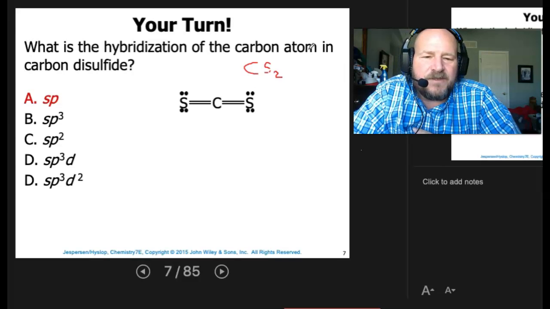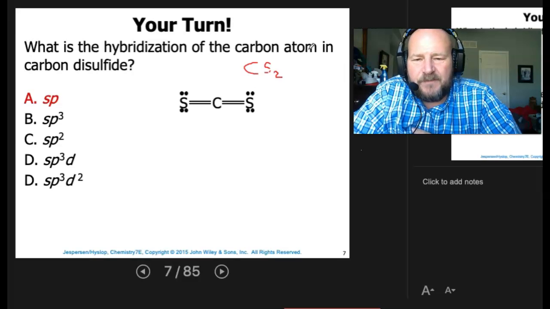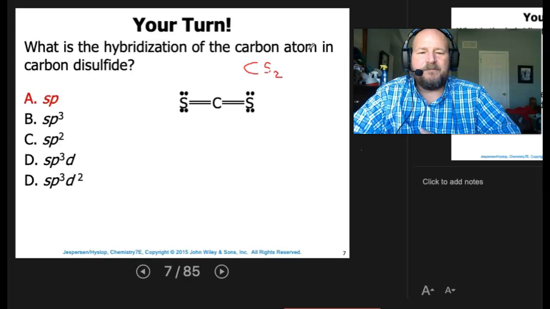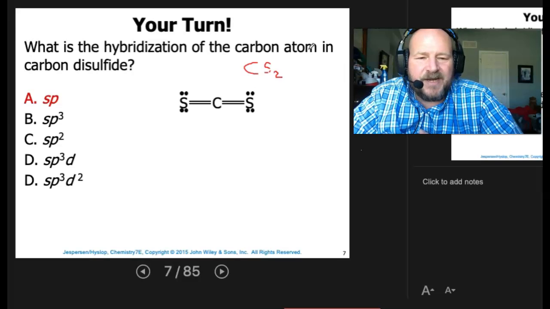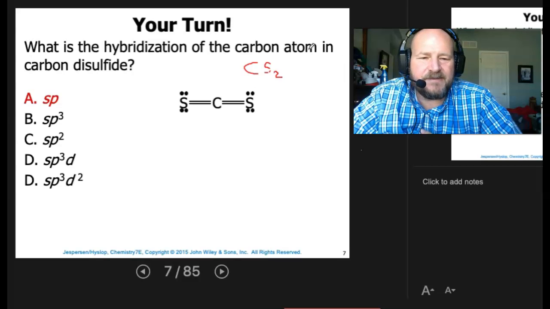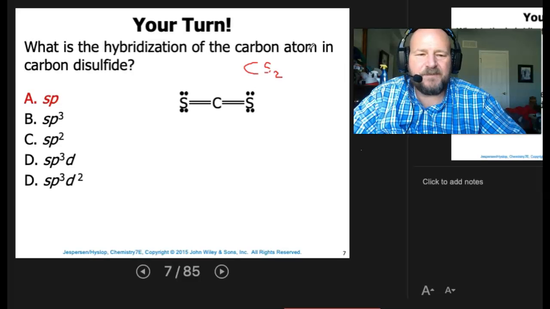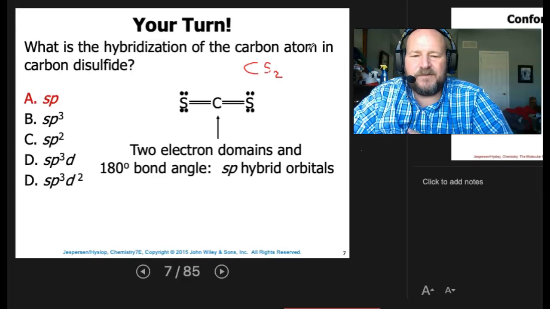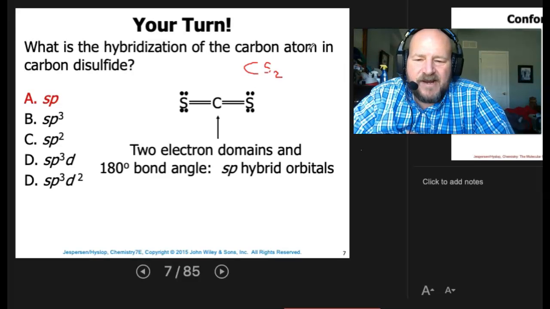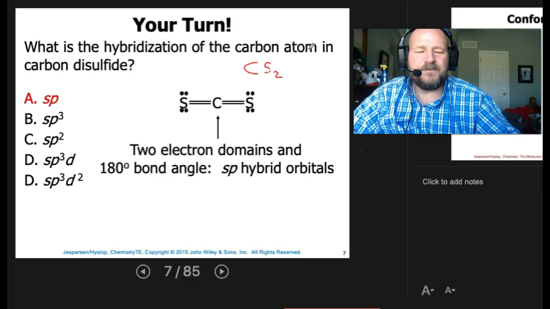Now remember, whenever we're talking about hybridization, we're talking about the central atom. So what is the hybridization of the carbon? Well, the carbon is only using 2 bonding domains. Remember, just because it's a double bond, that doesn't matter. It's a single domain. So if I only have 2 domains, that means I only need 2 orbitals. The 2 orbitals then must be sp, and it must be hybridized. So we have 2 electron domains. That means a 180-degree bond angle, and that means we have an sp hybrid orbital.